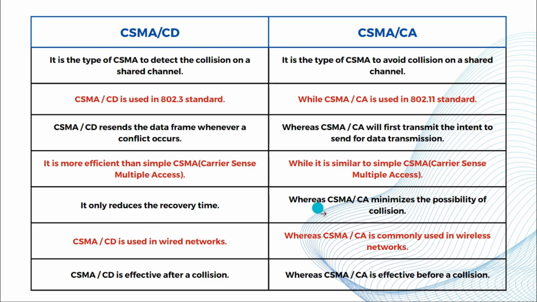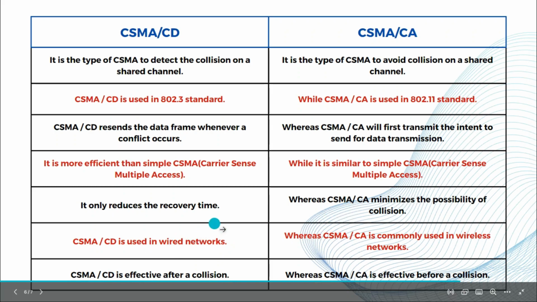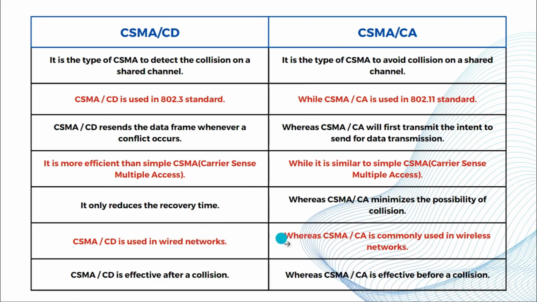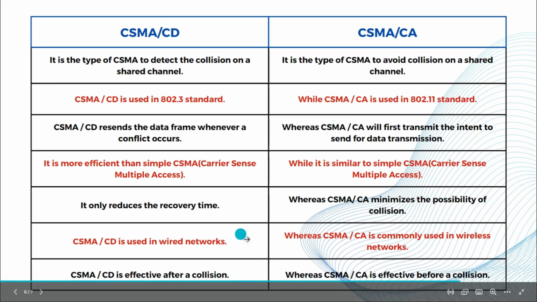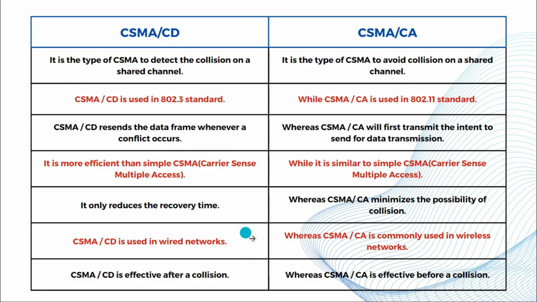Whereas CSMA/CA minimizes the possibilities of the collision. CSMA/CD is used in wired networks, whereas CSMA/CA is commonly used in wireless networks. You can see here that this one works in the wired network and this one works in the wireless network. Last, CSMA/CD is effective after a collision, whereas CSMA/CA is effective before the collision, just as you saw in the earlier slide.